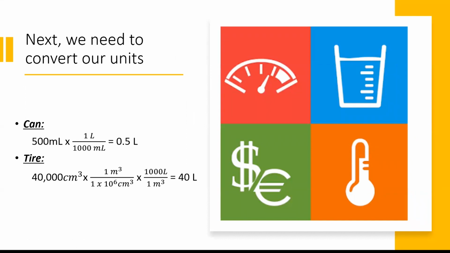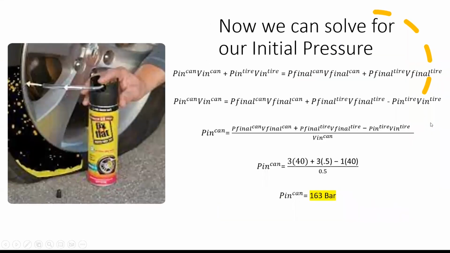And something we can do before we begin the problem is to convert our units. For the can, we know we have a 500 milliliter volume can. We'll convert that to 0.5 liters. And for the tire, we have a 40,000 cubic centimeter tire, and we'll convert that into 40 liters. Now we can solve for our initial pressure. So this is the equation that we had before. We will solve for our pressure initial in the can, plugging in our values from above. We'll get that the pressure initial in the can is 163 bar.